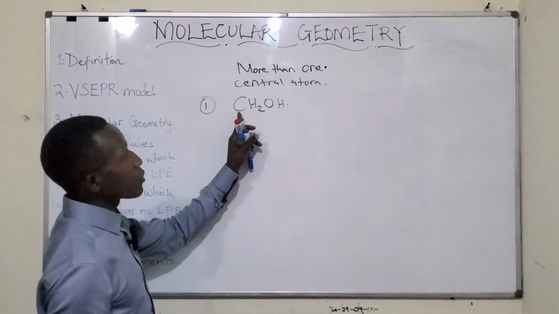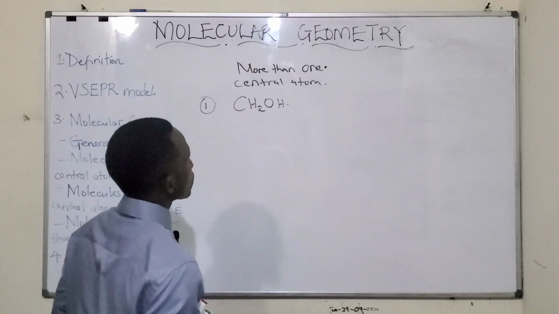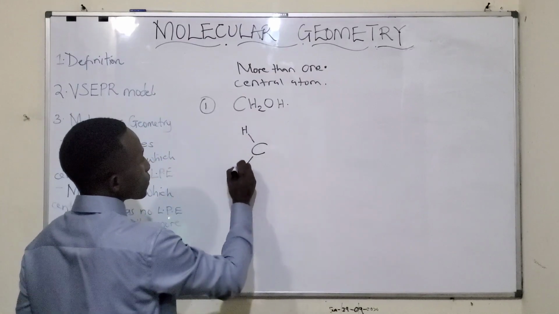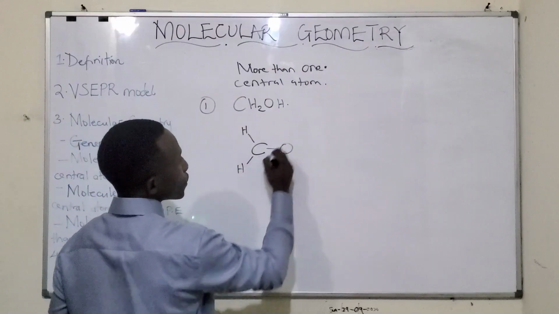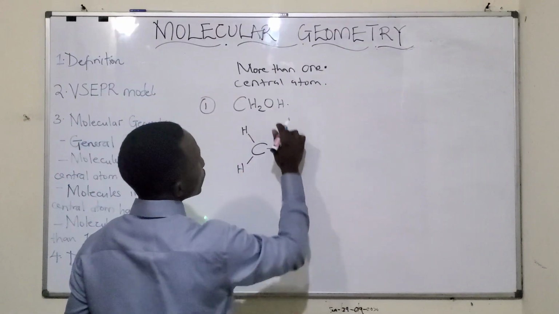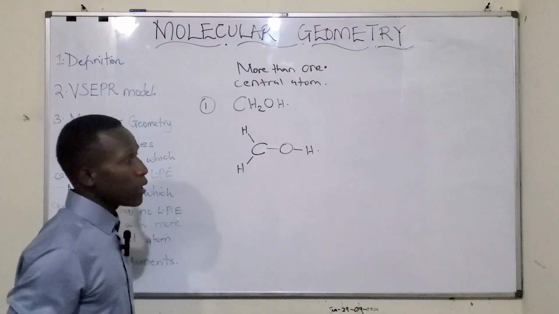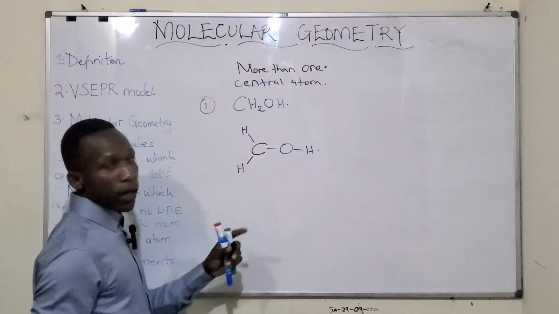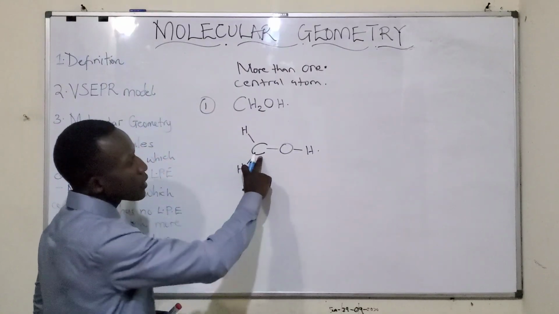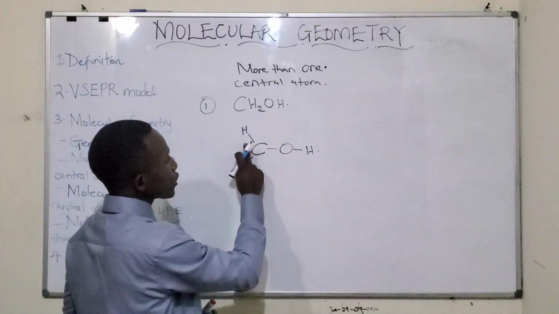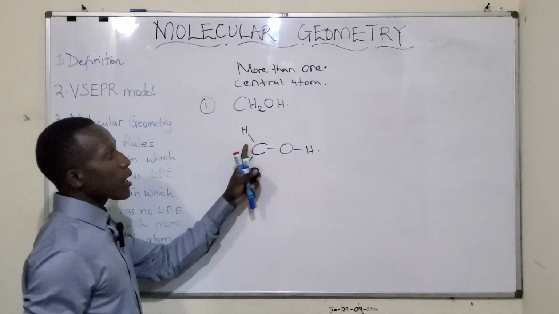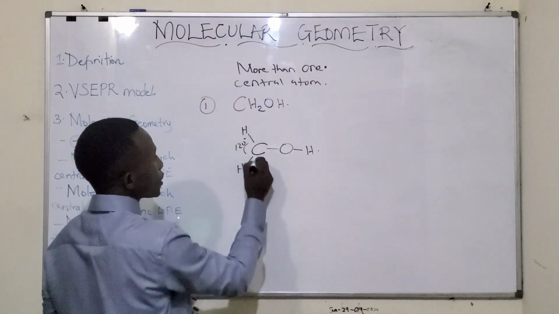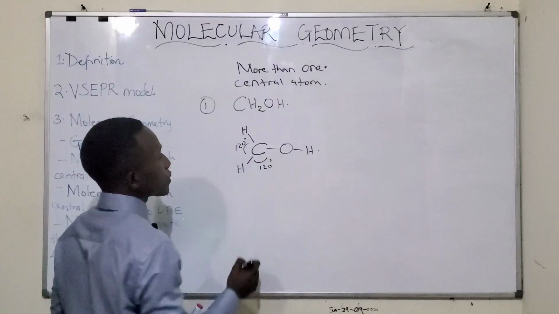We have 2 central atoms. We have a carbon and oxygen. So we shall have this carbon is having 2 hydrogen atoms attached, and we have oxygen with a hydrogen atom attached to it. So you have to consider both of them, but you consider one at a time. So for example, this carbon is a central atom. It's attached to 3 other atoms, and remember, carbon has no lone pairs of electrons. So these angles will be at 120 degrees.